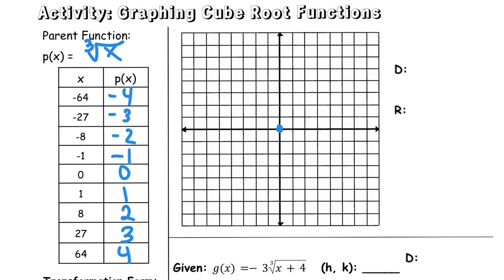So here's my counting pattern. Are you ready? 1 to the right, 1 up. 8 to the right, 1, 2, 3, 4, 5, 6, 7, 8, 2 up, because the cube root of 8 is 2. 1 to the left, 1 down. 8 to the left, 2 down.